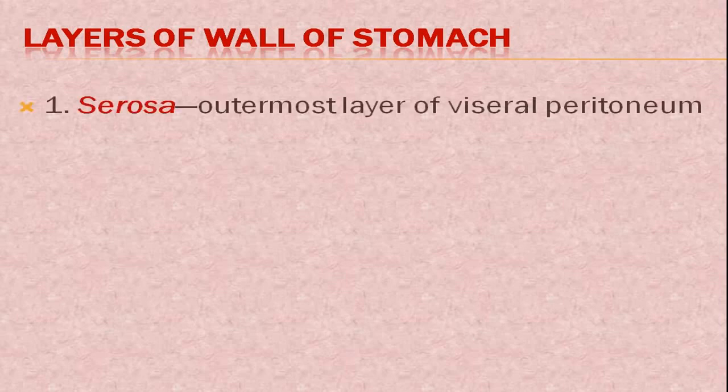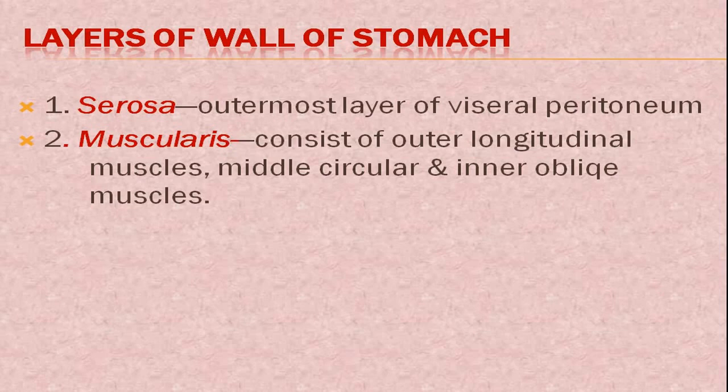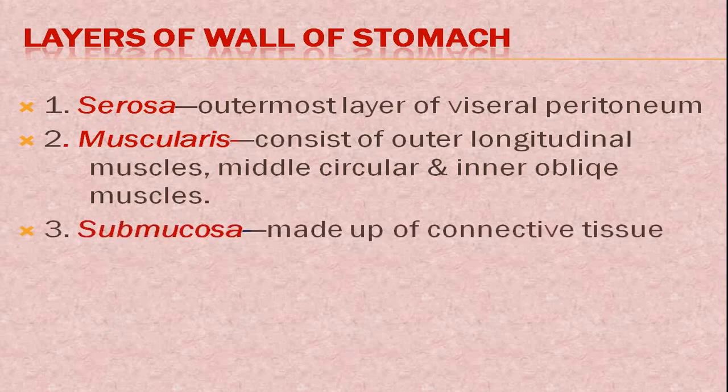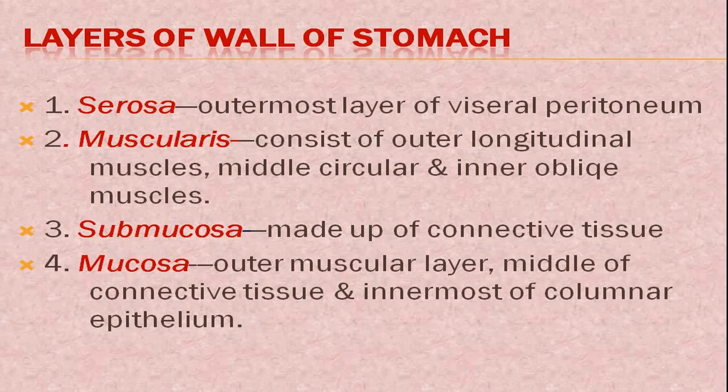Now the layers of wall of stomach. As we have already seen, throughout this digestive tract, the wall of digestive tract consists of 4 layers: serosa, muscularis or muscular layer, submucosa and mucosa. Same is the case in the stomach. The outermost is serosa, which is also known as visceral peritoneum. Second one is muscularis. In case of stomach, muscularis consists of 3 layers. Outermost is of longitudinal muscles, middle one is of circular muscles, and inner is of oblique muscles. Then third is submucosa, which is made up of connective tissue, has blood vessels, nerves, etc. And the innermost is mucosa.